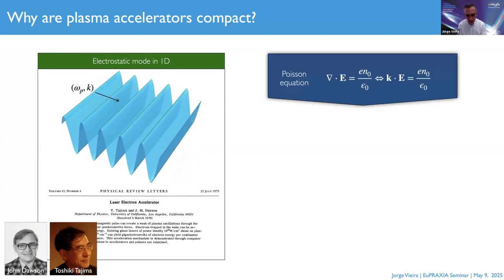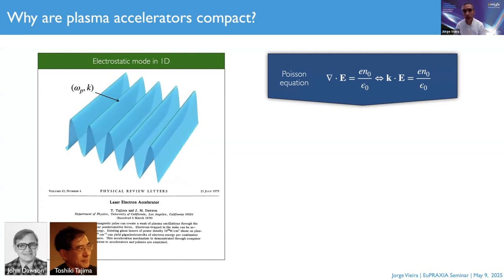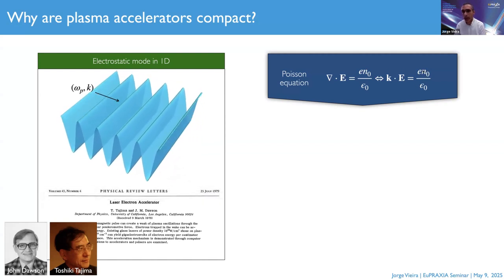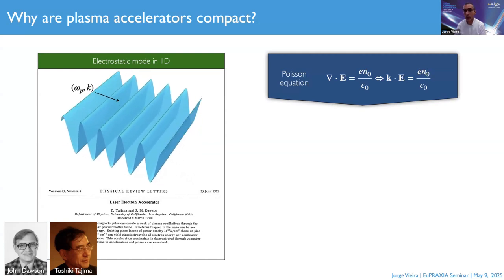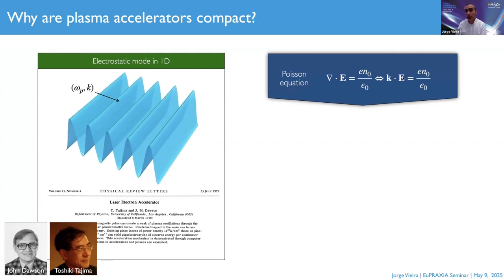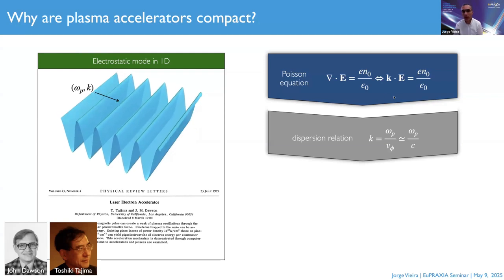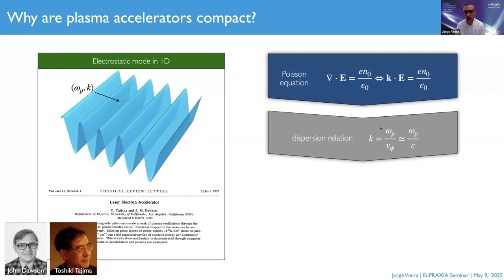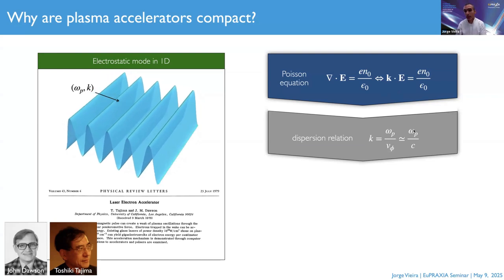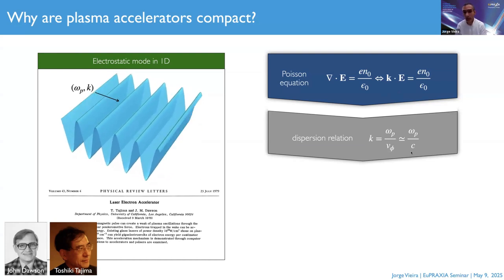In order to estimate the electric fields present in a plasma accelerator, we can do very simple calculations. For example, starting with Poisson's equation, we take the Fourier transform of Poisson's equation. Here, e is the elementary charge, n0 is the plasma density, epsilon 0 is the vacuum permittivity, k is the wave vector, and E is the typical electric field that we expect to find. Now, in order to estimate this typical electric field, we can combine Poisson's equation with the dispersion relation. So k is equal to the frequency divided by the phase velocity, the frequency being the plasma frequency, the phase velocity being close to the speed of light for providing efficient electron acceleration.